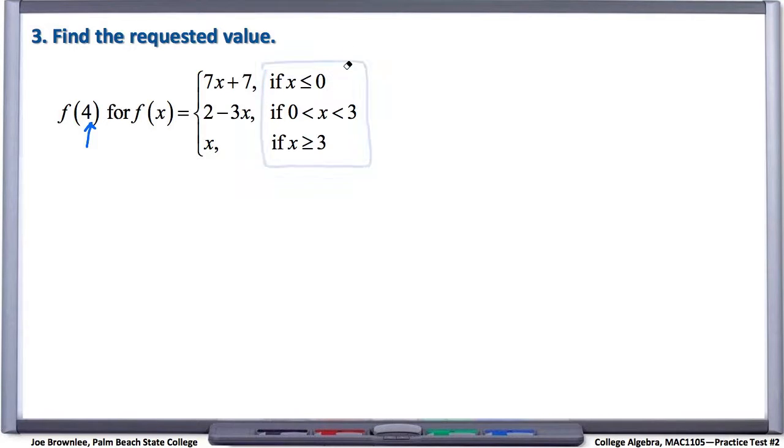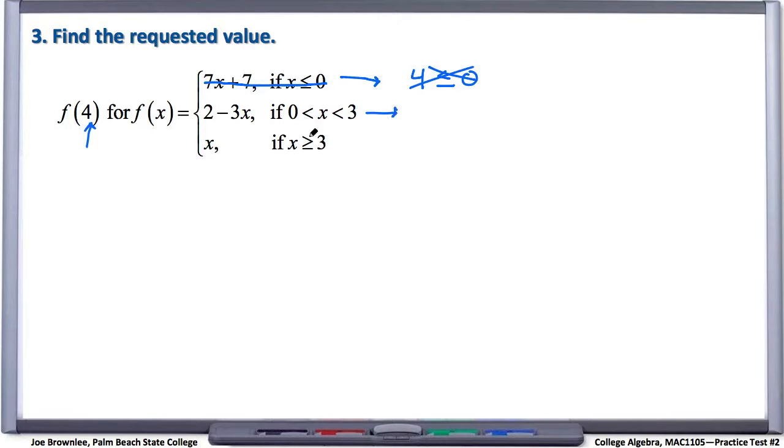So let's see what we have here. It's not a bad idea to quickly take the input value that you're using and stick it in for each x and then determine whether or not your inequality is true. So for example, here in this first piece, 7x plus 7, if we're only to use x's that are less than or equal to 0, well, we can plug in the 4 and ask ourselves, is this a true statement? Is 4 less than or equal to 0? Well, no, we know that's not true, right? So we are not going to use this first piece.